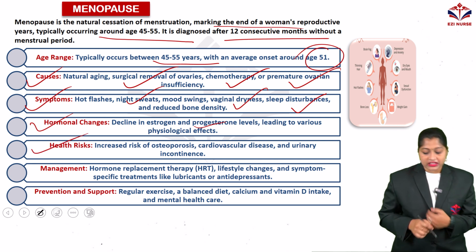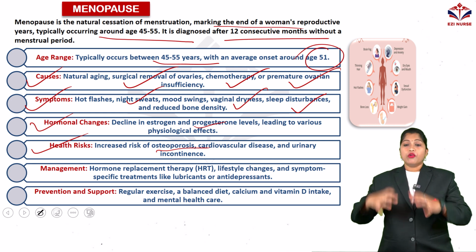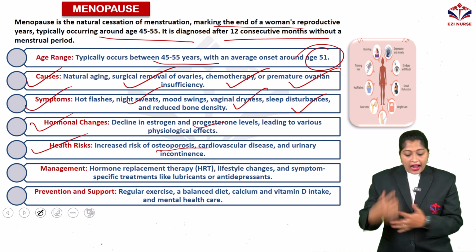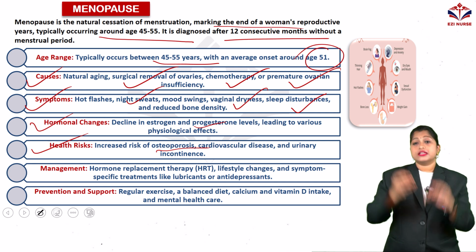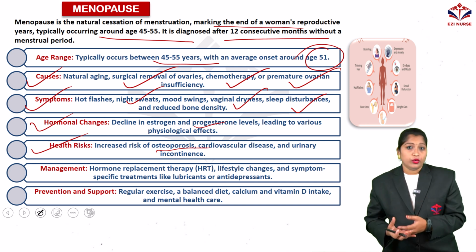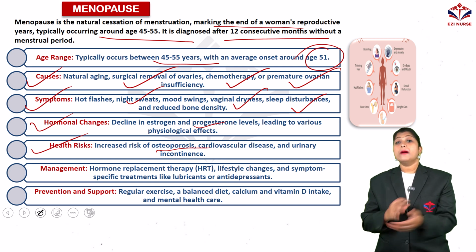Next, we can see the health risks. There is increased risk of osteoporosis. The bones can become fragile, and there are cardiovascular diseases and urinary incontinence. There's no control over the urine excretion in the women. These are the health risks after the menopause.